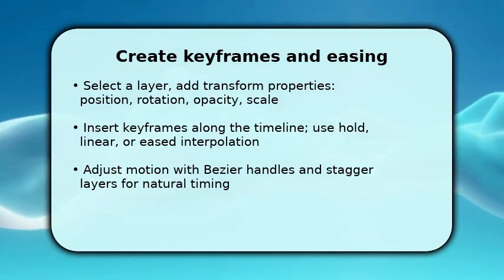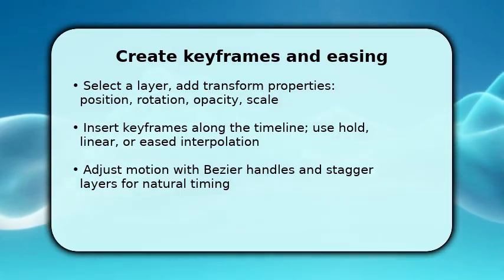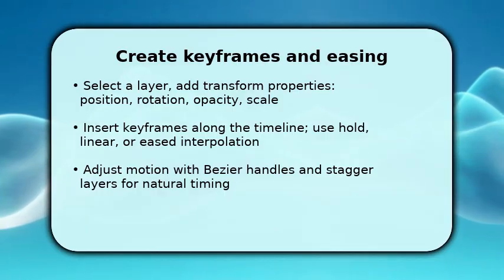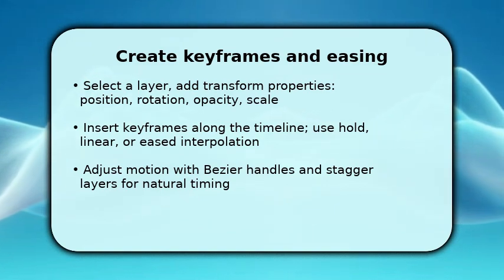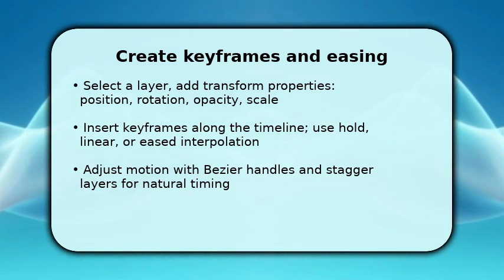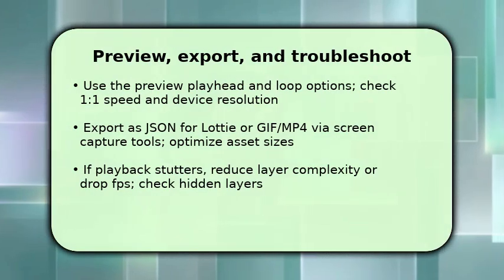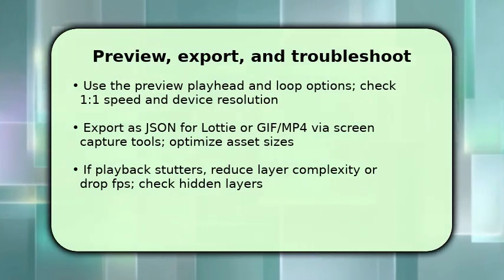Once multiple layers have keyframes, use Bezier handles to finesse arcs and stagger start times to avoid robotic, simultaneous movement. Finish by previewing the animation inside Figmotion, scrubbing the timeline, and using loop playback to verify timing and easing.